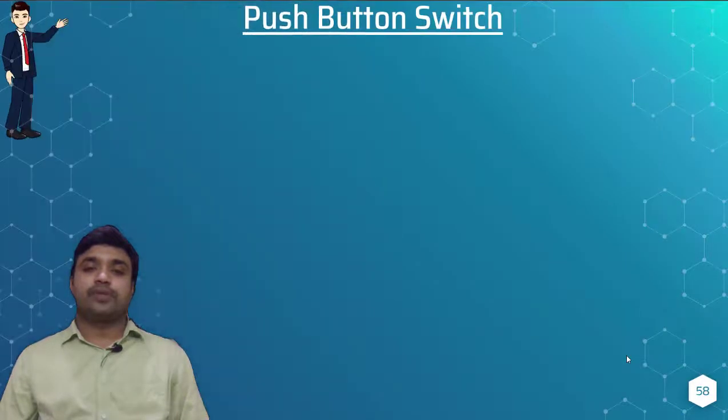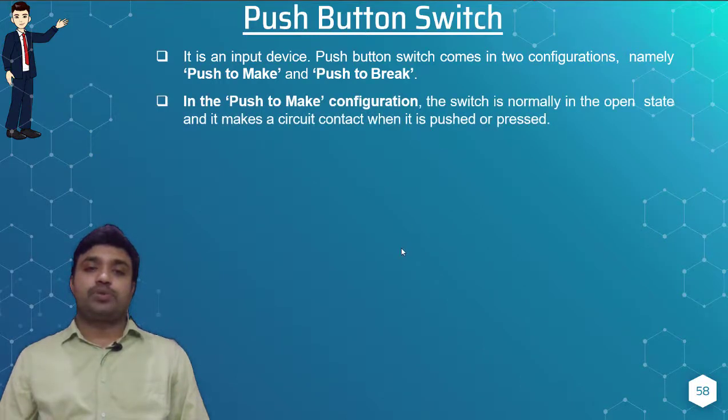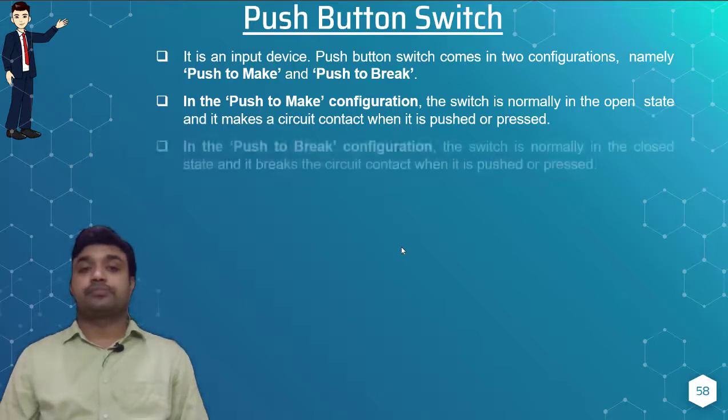Okay. Next is push button switch. So it is an input device. Push button switch comes in two configurations, namely push to make and push to break. So in the push to make configuration, automatically the switch is normally in the open state and it makes a circuit contact when it is pushed or pressed. Okay.